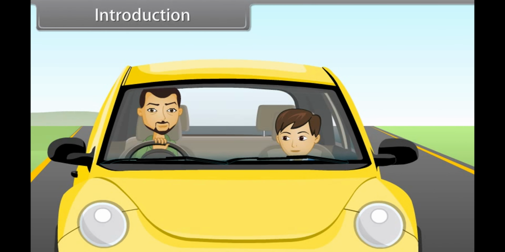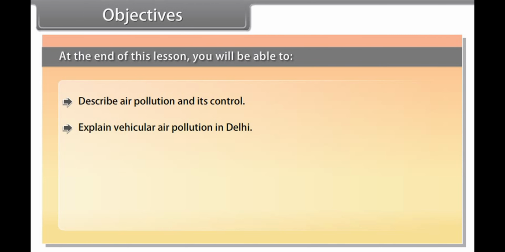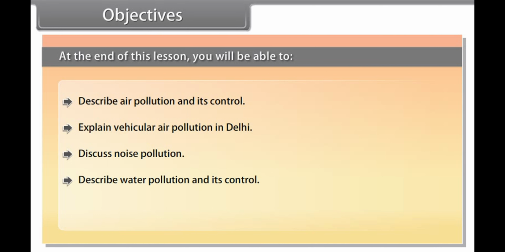In this lesson, you will learn about air and water pollution. Objectives. At the end of this lesson, you'll be able to describe air pollution and its control, explain vehicular air pollution in Delhi, discuss noise pollution, describe water pollution and its control, and discuss a case study of integrated waste-water treatment. Air pollution and its control.